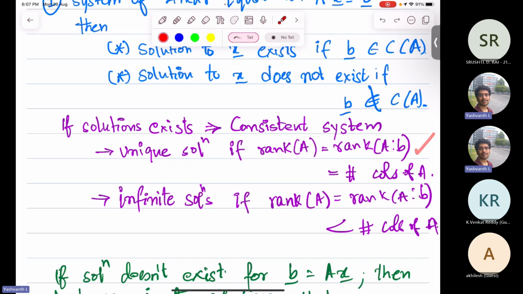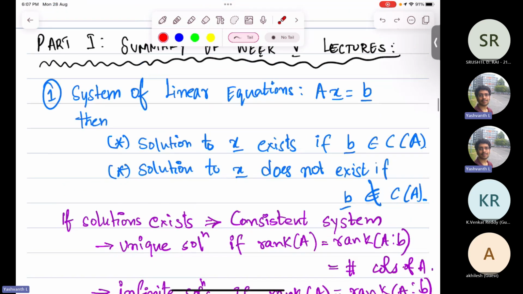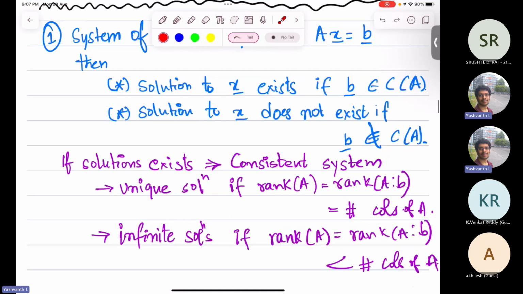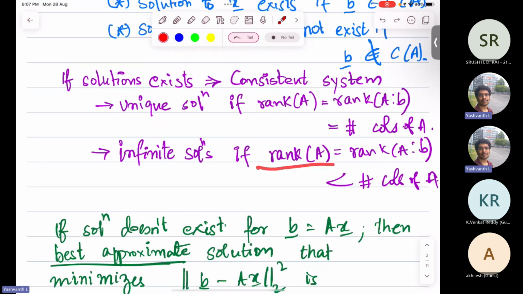If this condition is satisfied, this system is a consistent system with a unique solution. That is, there can only exist one x such that Ax equals B is satisfied. Whereas if we saw that rank of A equals rank of A augmented with B, this is a condition for consistency. That is, you need a solution.